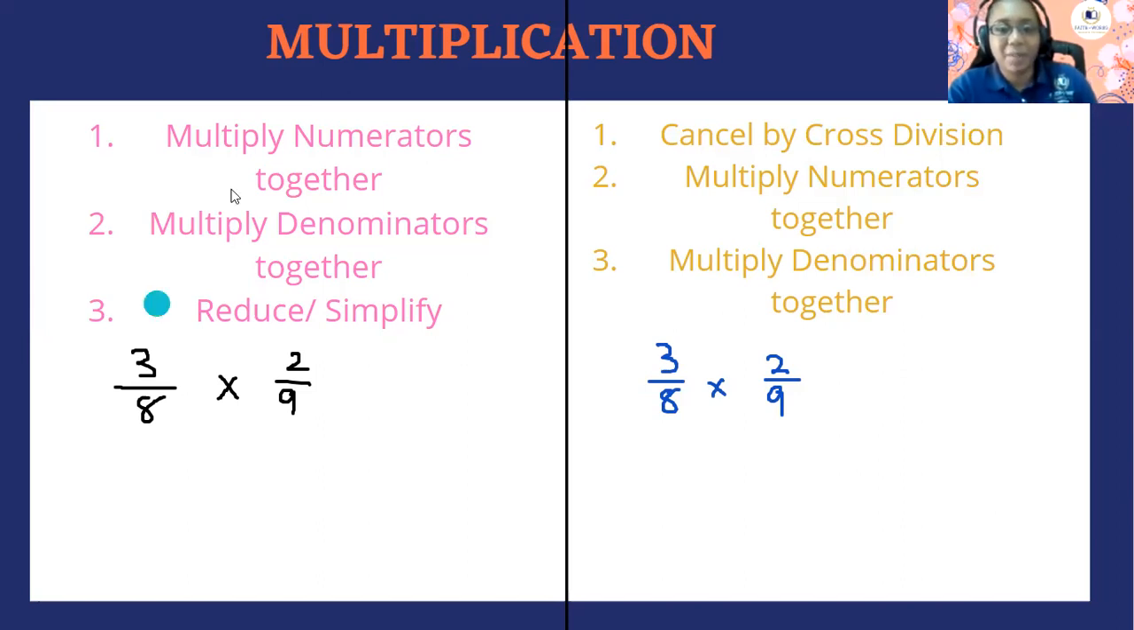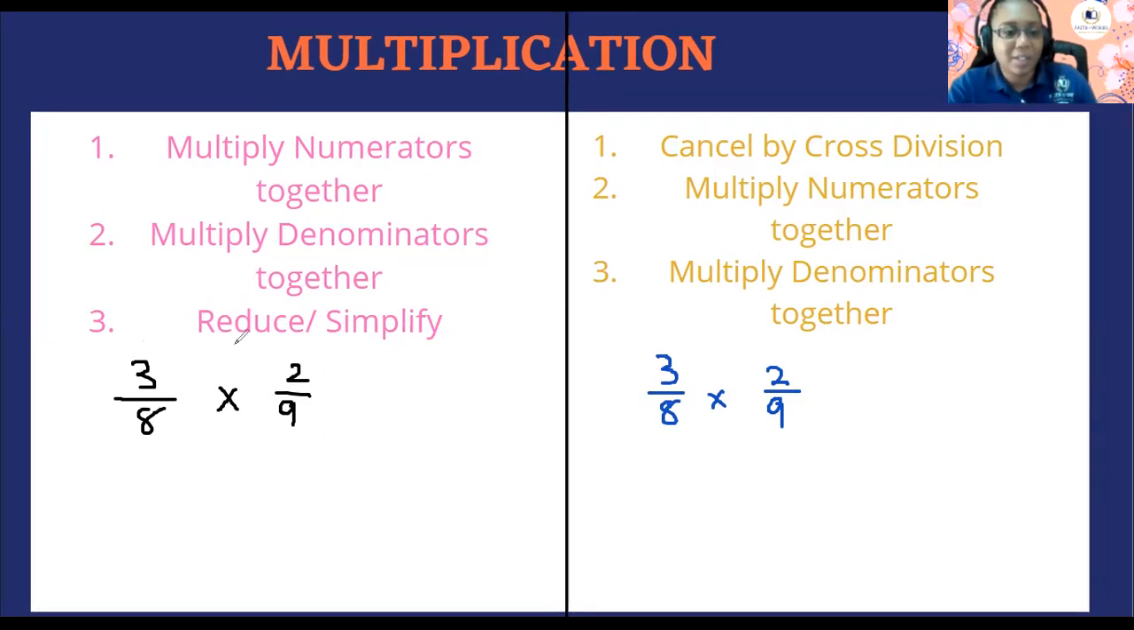So we have 3/8. Our first step, we have to multiply the numerators. So 3 multiplied by 2 is going to give us 6. 8 multiplied by 9 is a very big number. It is 72.